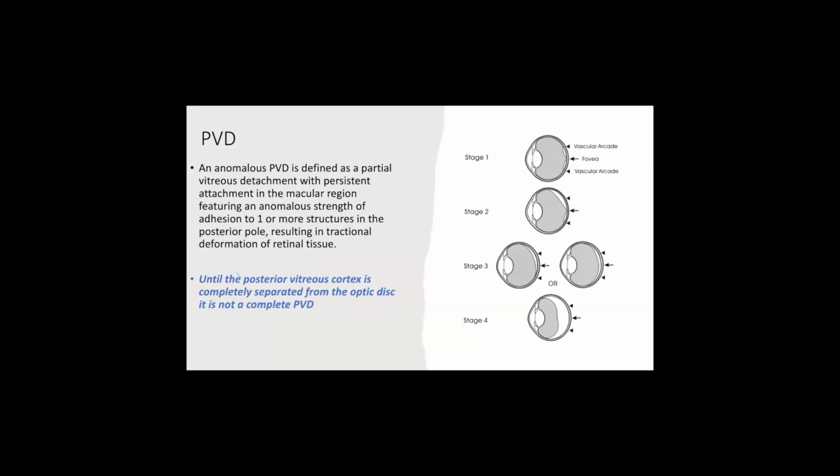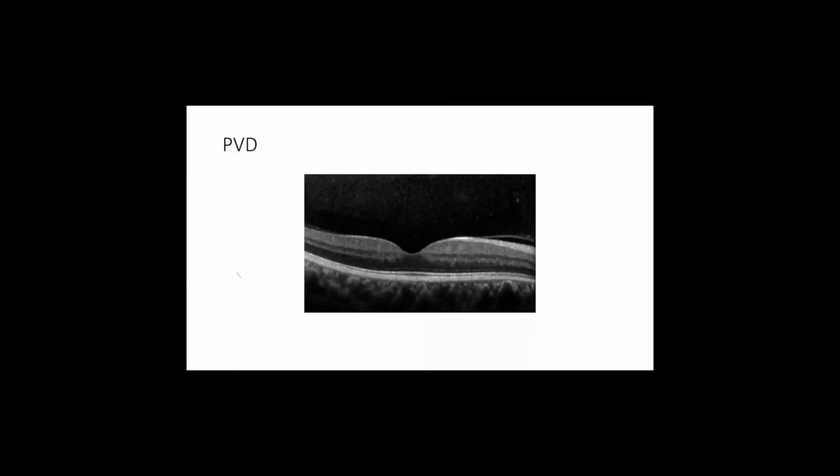PVD grading, there are a couple of different methods. This is the one I use, but this has kind of been surpassed with the advent of OCTs. Now, what I would say from a clinical perspective is until the posterior vitreous cortex is completely separated from the optic disc, it is not a complete PVD. We have to be able to see a Weiss ring to say that we have a complete PVD from a clinical standpoint. Now, a PVD can be an interesting thing.